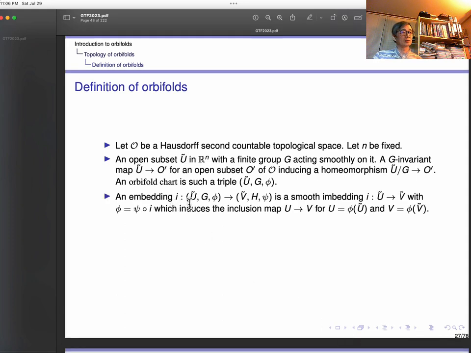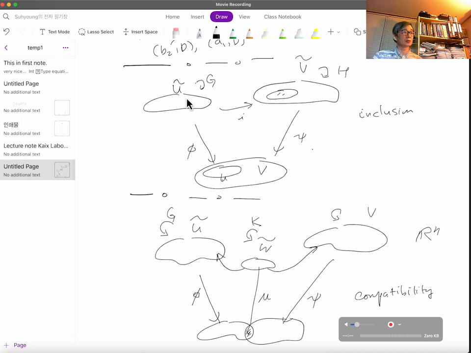So what is an embedding? An embedding between these triples is a smooth embedding i from U tilde to V tilde, which induces the inclusion map from U, the image of psi of U tilde, to V, the image of psi of V tilde. So this is psi, sorry. The inclusion is U tilde going to here, and V tilde here, and U is included here, and this is lifted to i. Then G continues to act here, but G will only map to some subgroup of H. So that's what an inclusion is.